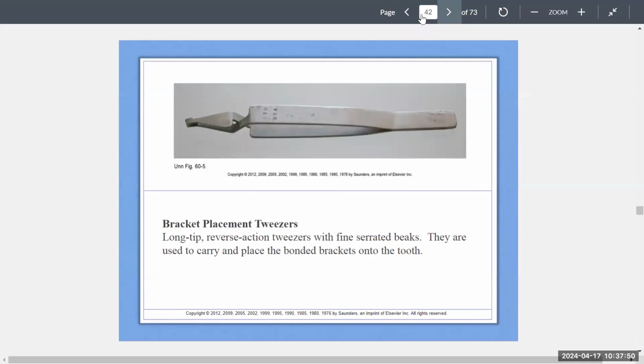And then you have bracket placement tweezers. You might have seen these before. When you let go, it stays engaged, okay? And these little brackets are very tiny, so this type of tweezers really becomes helpful.